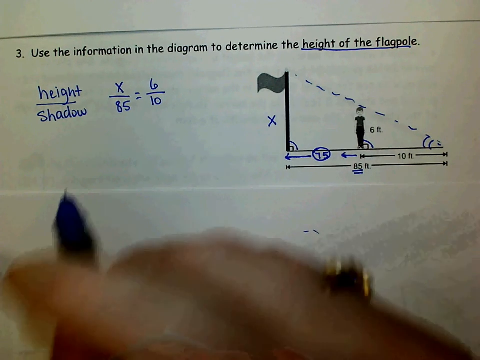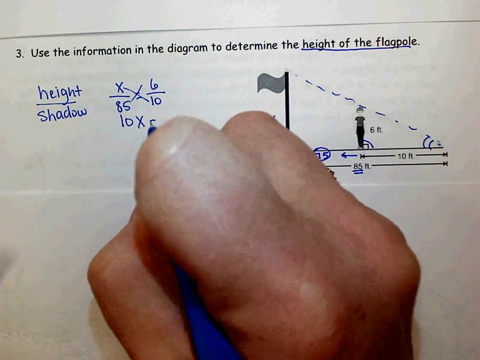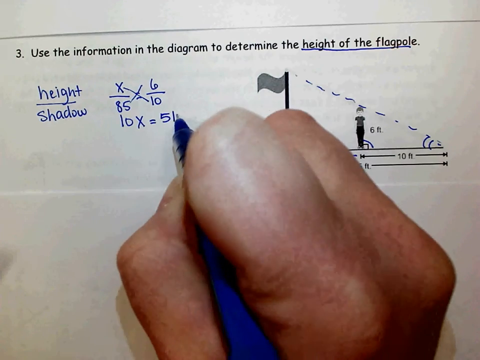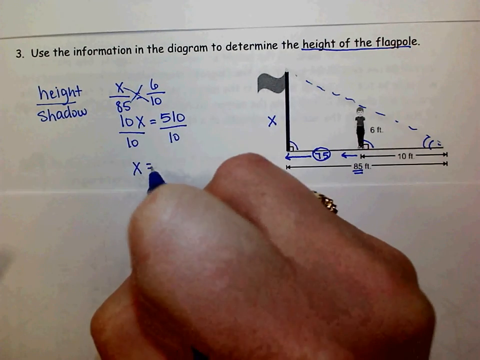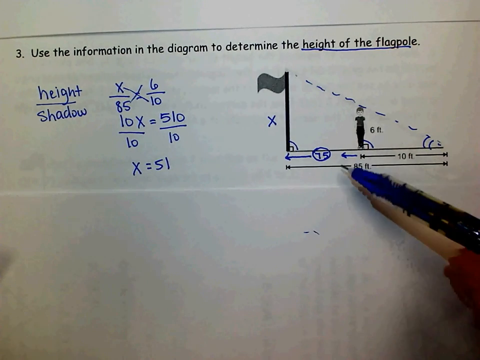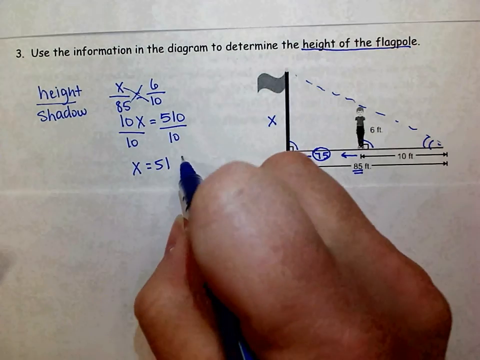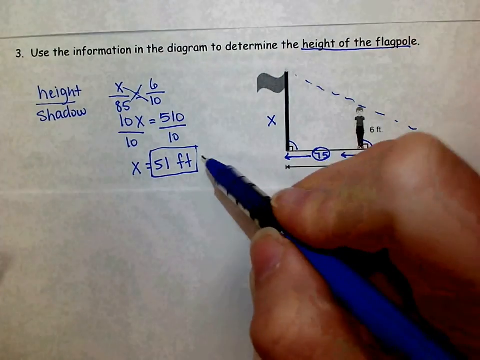When you cross multiply, you would get 10x equals 510. When you divide both sides by 10, you get x equals 51. Make sure on these types of problems where you're given a unit of measure, as we are in this case, that you include that in your answer. So in this case, our answer is 51 feet.